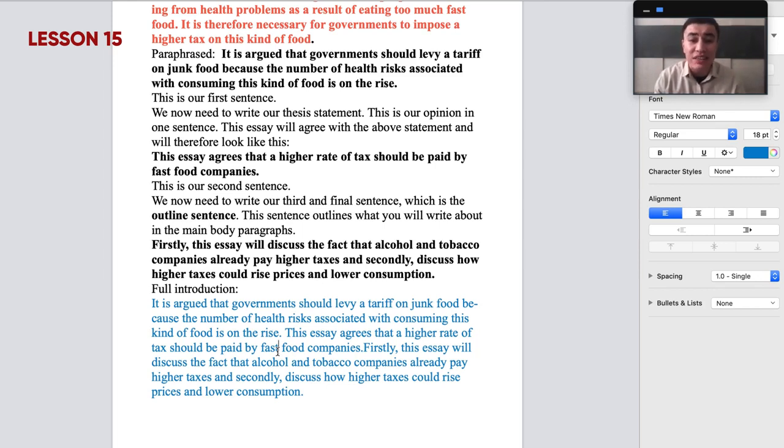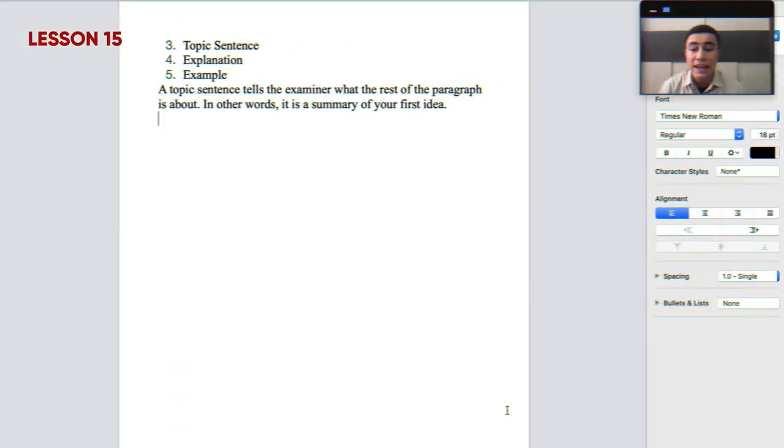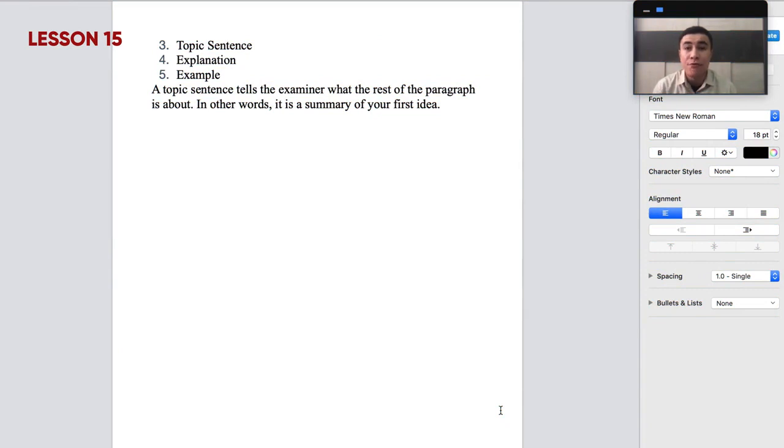This essay agrees that a higher rate of tax should be paid by fast food companies. Firstly, this essay will discuss the fact that alcohol and tobacco companies already pay higher taxes, and secondly, discuss how higher taxes could raise prices and lower consumption. And now, guys, when we finish writing our introduction, we will move to the next paragraph.